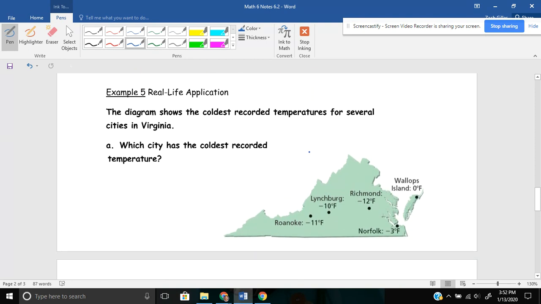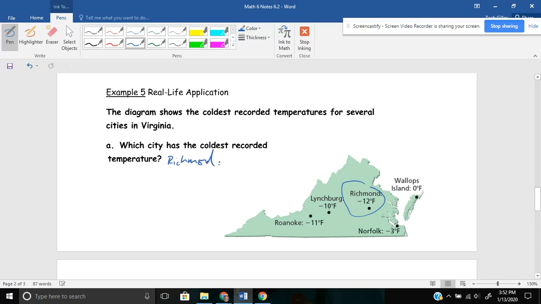All right, with the last example here, it says that the diagram shows the coldest recorded temperatures for several cities in Virginia. Which city has the coldest recorded temperature? And again, I think I said this before, but for us, this isn't that difficult to see because we're used to negative temperatures, and we understand that the more negative a number is, the colder it is. So we've got 0, got -3, -10, -11, and -12. Which city? That would be Richmond.